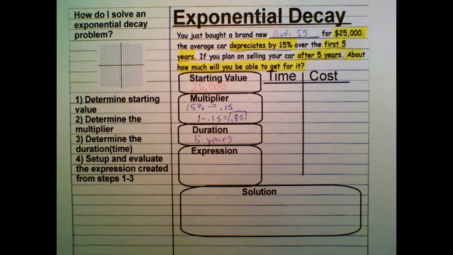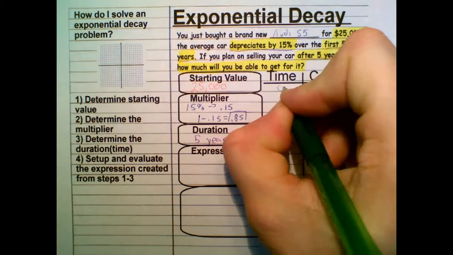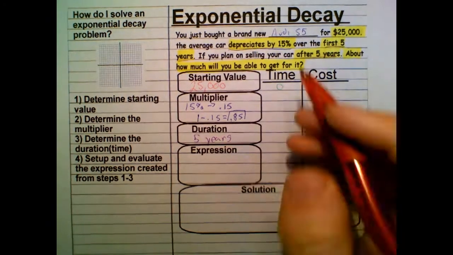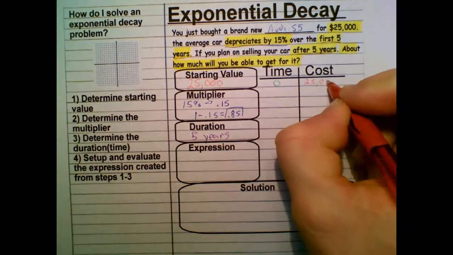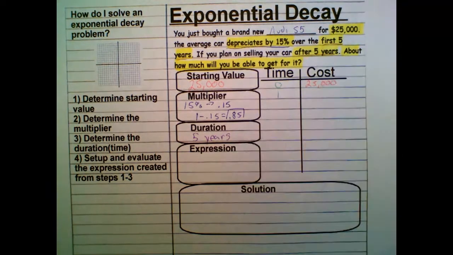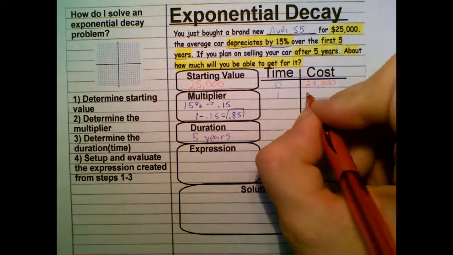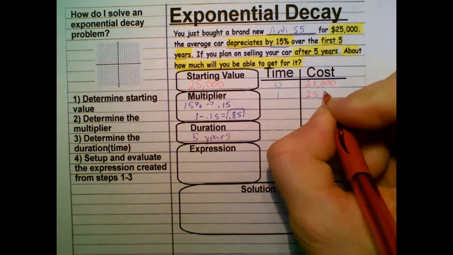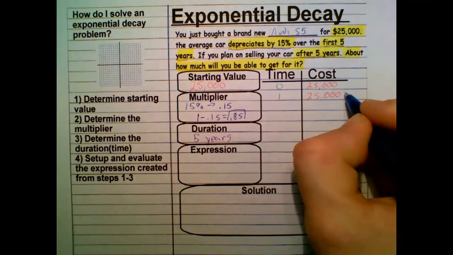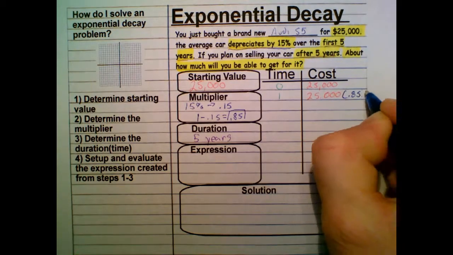Well, we know at time 0, the cost of this car is $25,000. And then a year later, this car is going to be worth a lot less. In fact, it's going to be only worth 85% of the previous year. So it's not worth the $25,000, but it's worth 85% of that, or 0.85 of that. So let's multiply that 25,000 times 0.85.